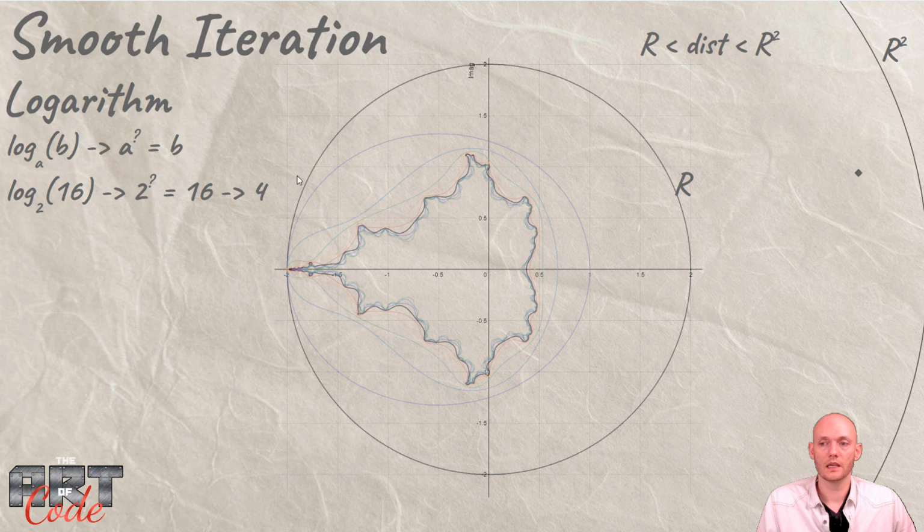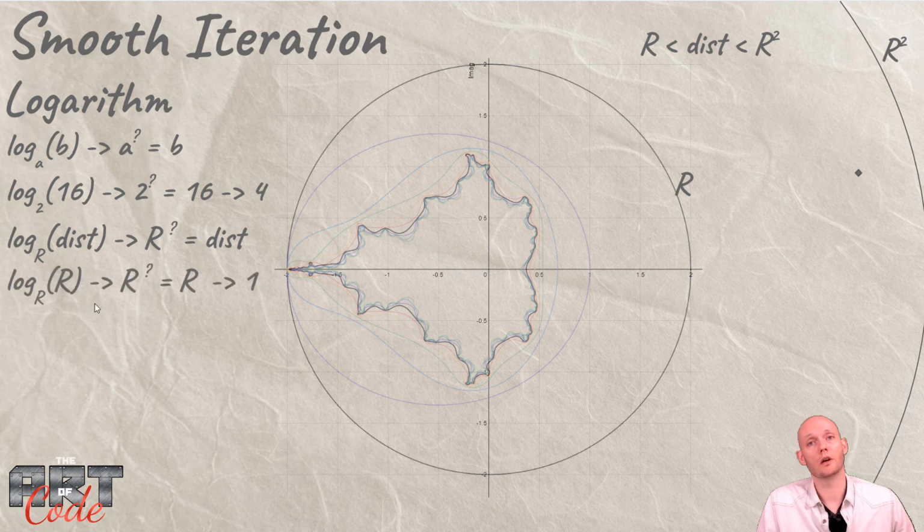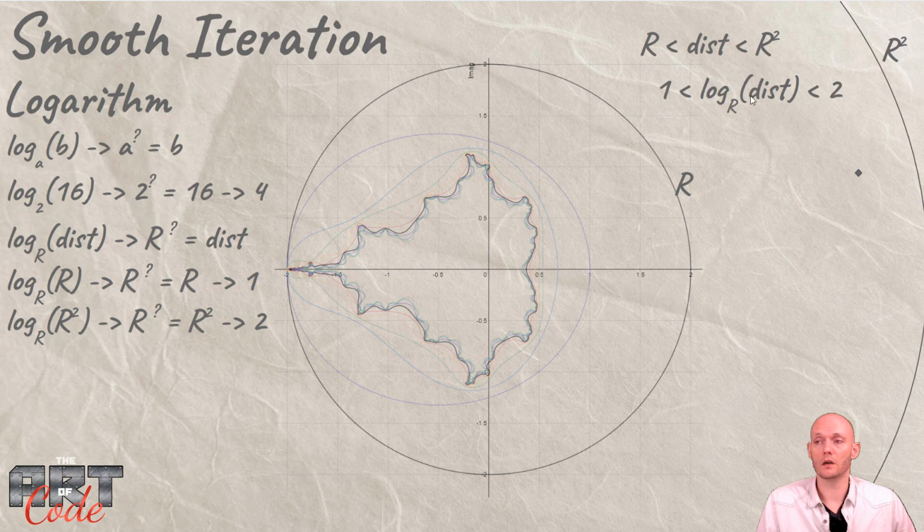All right, so now that we have that, we can take the log base r of the distance. And that answers the question, to what power do I need to raise r, which is my escape radius, in order to get the distance? So let's see what that is for the extremes, for r and r squared. For r, it's very simple. To what power do I need to raise r in order to get r? Well, that is 1. And for r squared, it is 2, right? To what power do I need to raise r in order to get r squared? Well, it is 2. So now we have a number, the log base r of the distance, that comes out to be between 1 and 2. And we can just subtract 1 from that, and then we have something that is in the 0, 1 range.